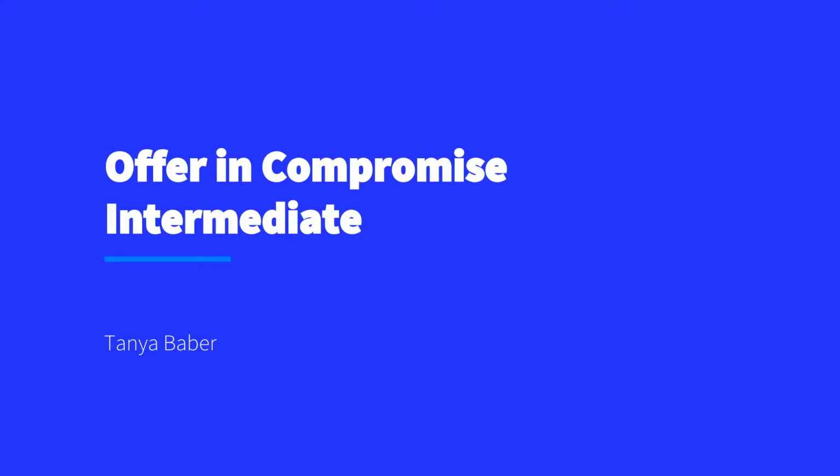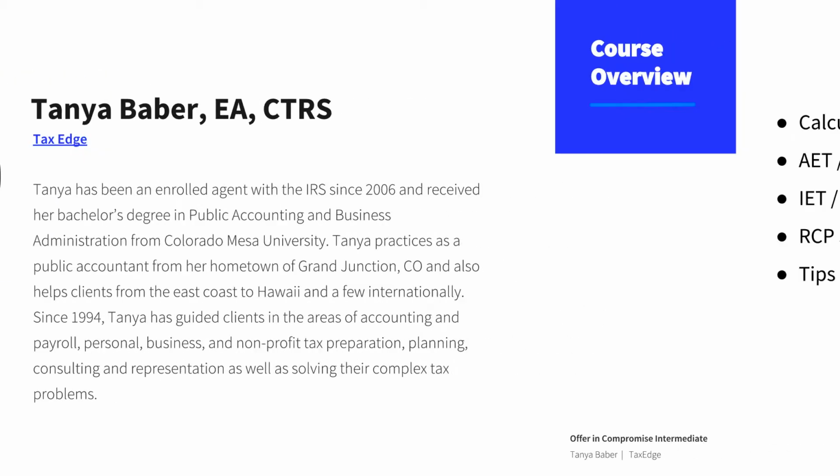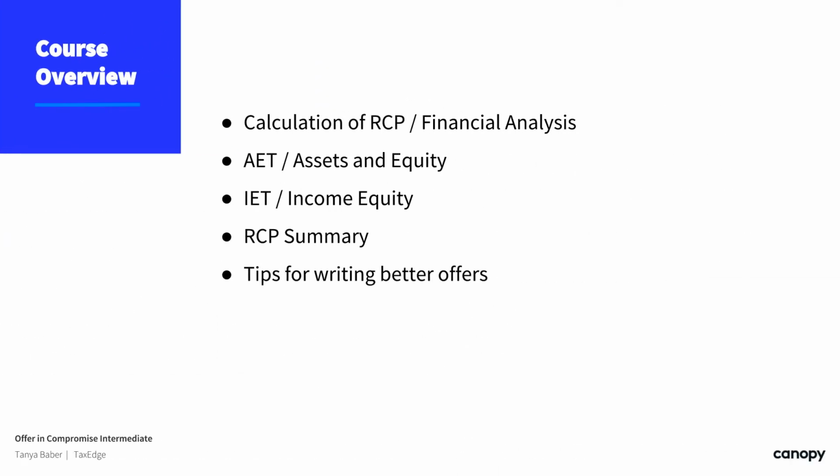Throughout the course, in the next couple hours, we will be covering the calculation of the all-important RCP, Reasonable Collection Potential, and, of course, the financial analysis, how to perform that. We'll look in in-depth detail at the asset equity table, the assets and equity involved in the calculations, and the income equity table, income, expenses, and plenty of information in the standards that they apply. So we'll touch on how that's done and a lot of techniques for you there.